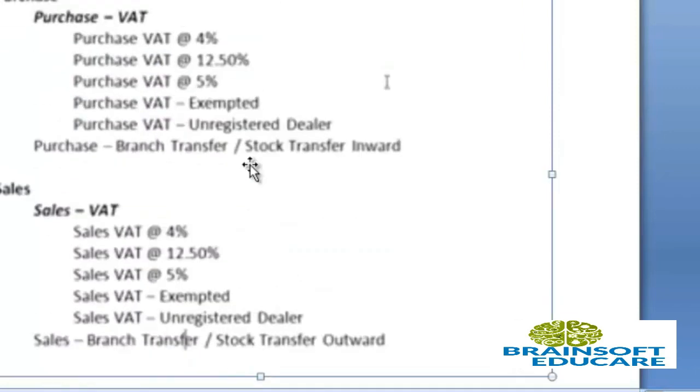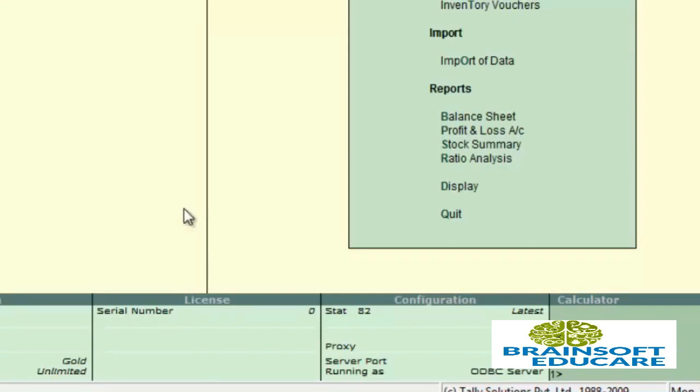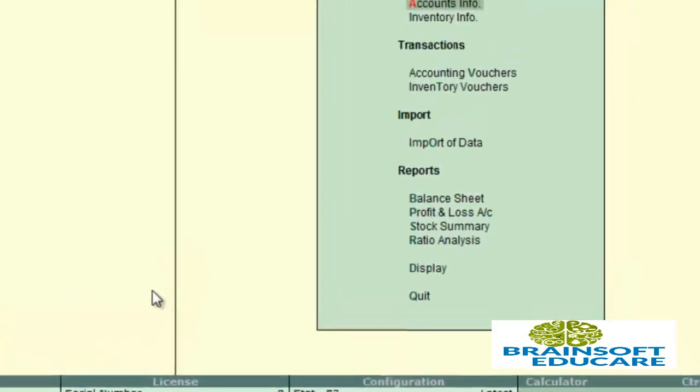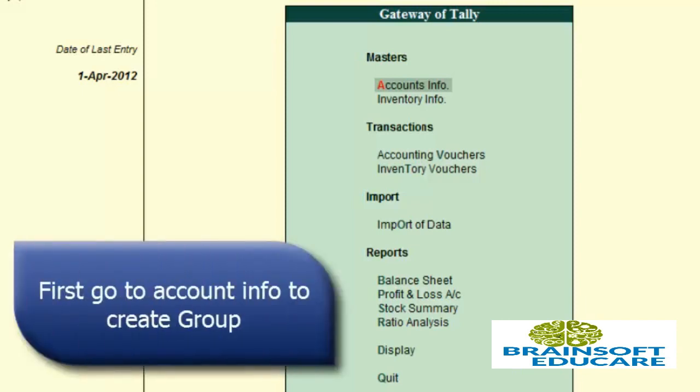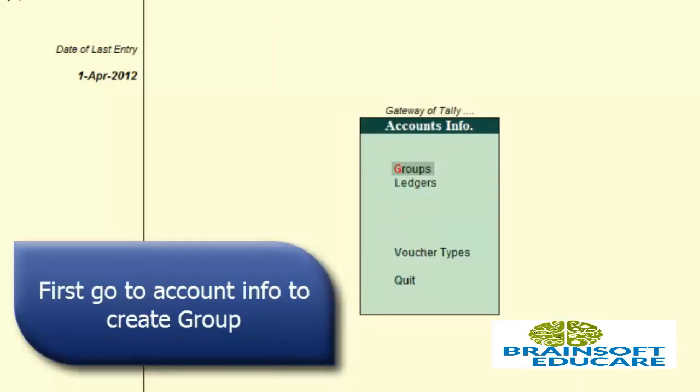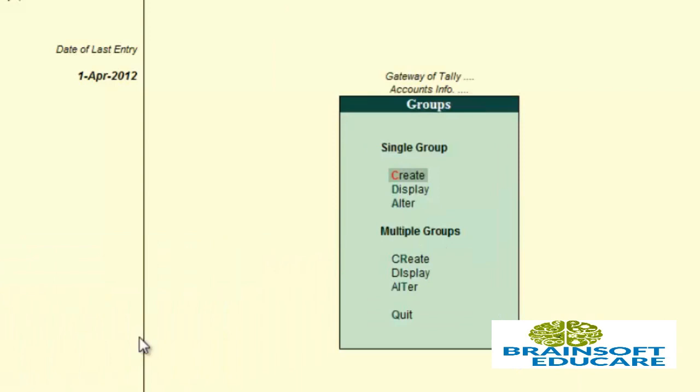So let's first create some ledgers and groups for this purchase, sales and VAT. You already know how to create ledgers and groups. In this tutorial we will just create the ledgers which are needed to understand VAT and how to calculate VAT and implement it in Tally. So go to Account Info from the Gateway of Tally and create groups. Select create.